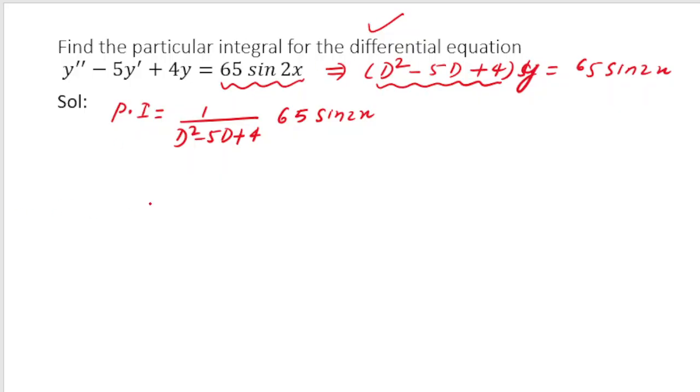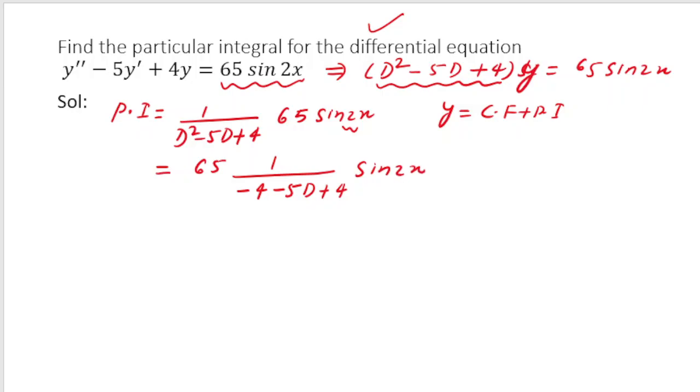But I hope you have understood that if I have to find the general solution, I write y is equal to CF plus PI. In case of PI, this is what we have to do. So 65 is a constant and out of the operator, and here a is 2. So D square will be replaced by minus a square. So a square is 4, minus a square is minus 4. So minus 4 minus 5D plus 4 sine 2x.